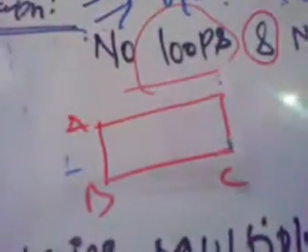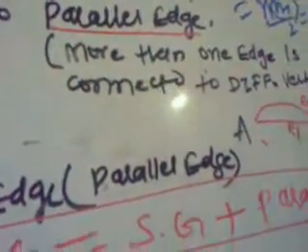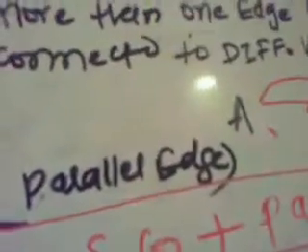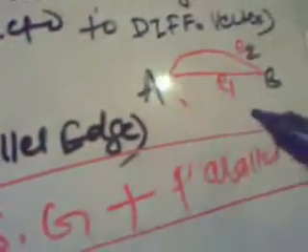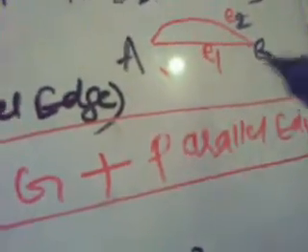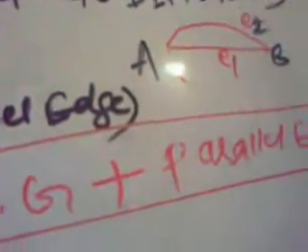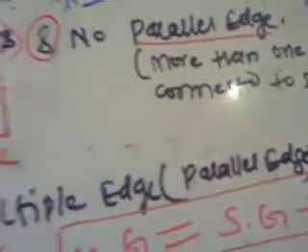We know about loops, and the next thing is parallel edges. Parallel edges are more than one edge connected between the same pair of vertices. One more time, more than one edge connected to the same vertices. Suppose A and B are two vertices, already connected by E1. If I add one more edge E2 between them, then E2 is called a parallel edge.